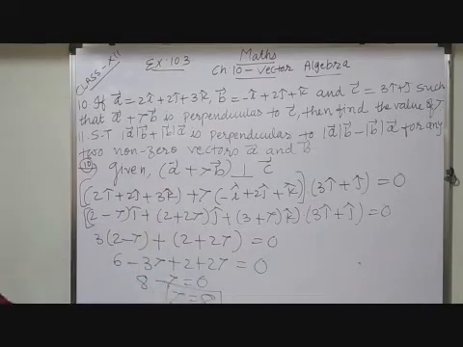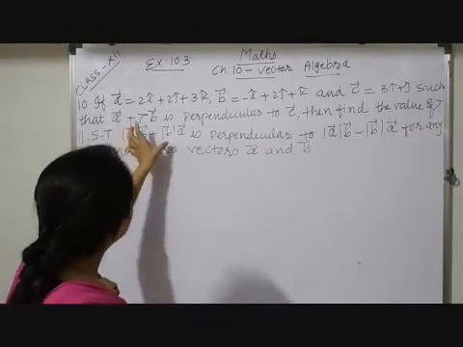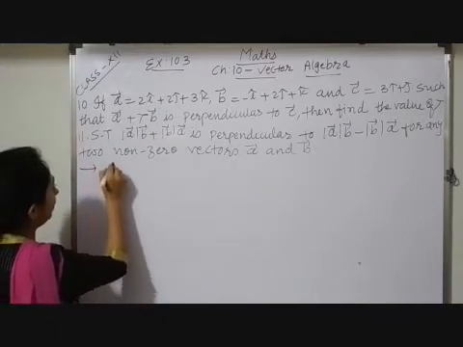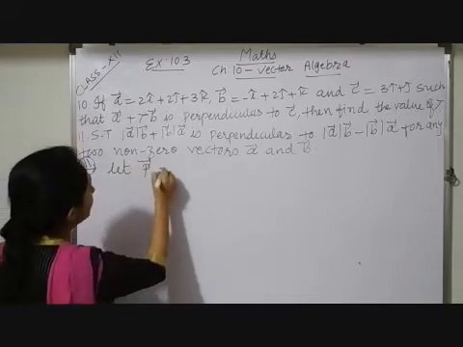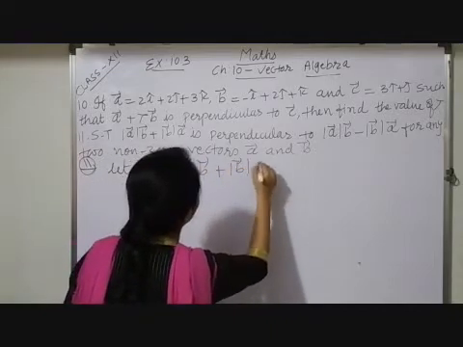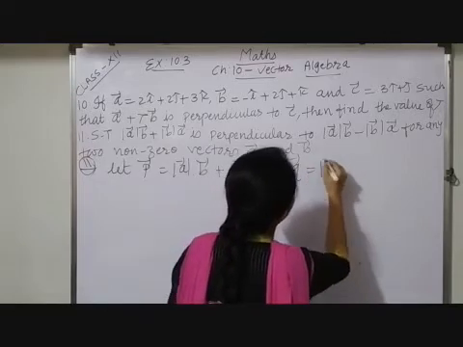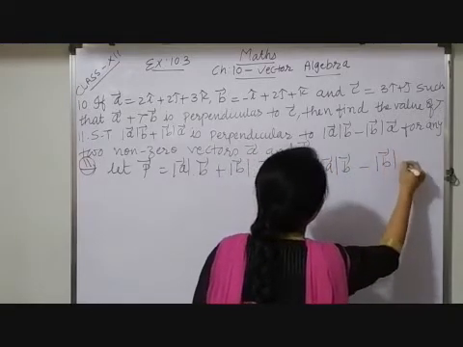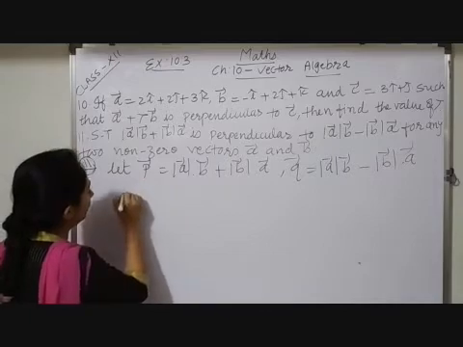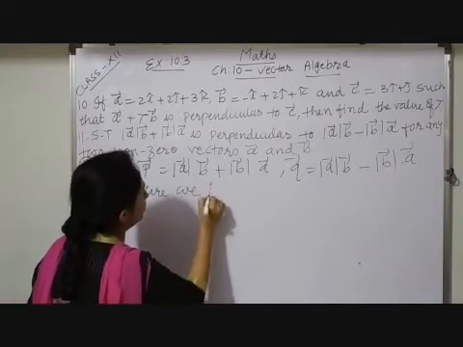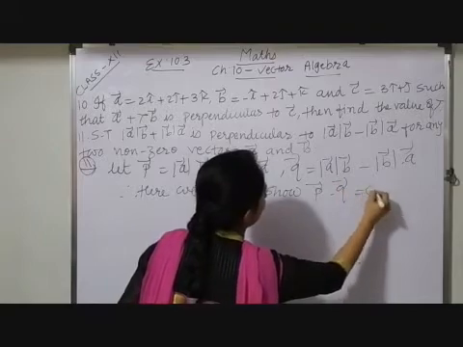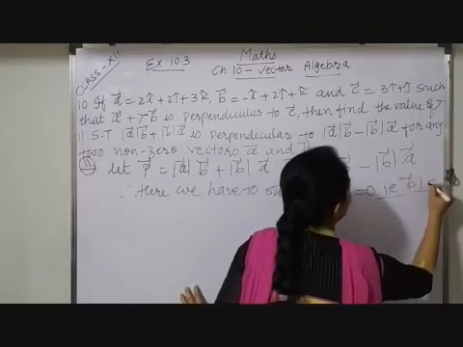Now we will solve the 11th one here. Say this 11th question: show that this is perpendicular to this one for any two non-zero vectors A and B. So first of all, let me assume vector P equals magnitude of A dot B plus magnitude of B dot A, and let me assume vector Q equals magnitude of A dot B minus magnitude of B dot A. Here I have to show that both are perpendicular, which means we have to show P dot Q is equal to 0, that is P perpendicular to Q.